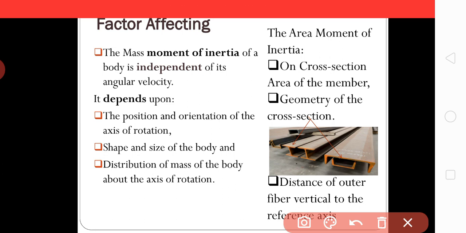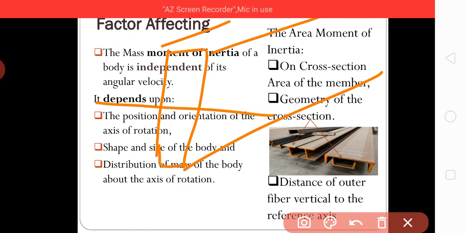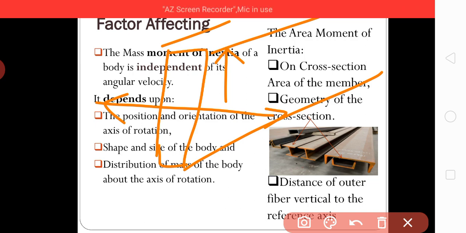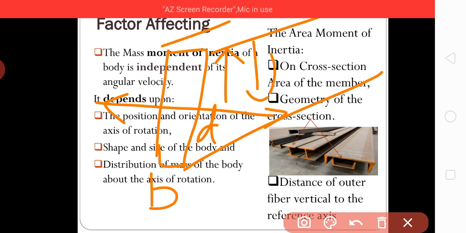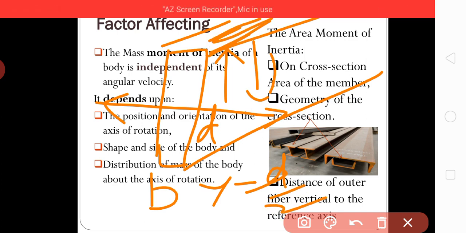For example, this is the cross section of a beam. If this is your axis of reference, then this is the outer distance. If this is B and this is D and this we will call Y, so Y equals D by 2. It is the distance of the outer fiber from the centroidal reference axis.